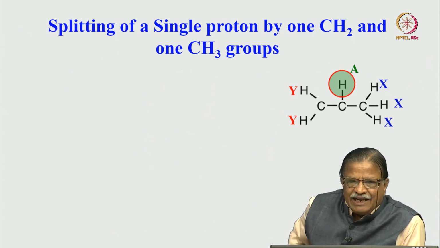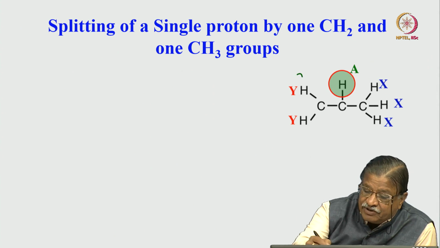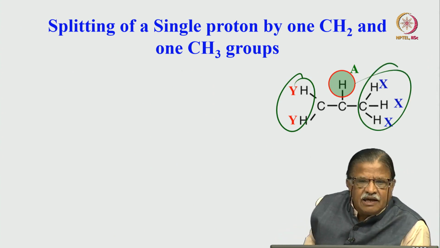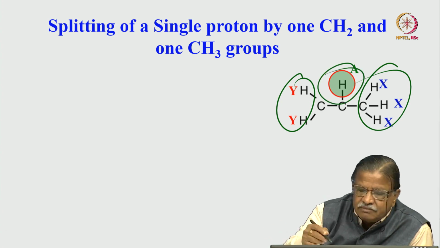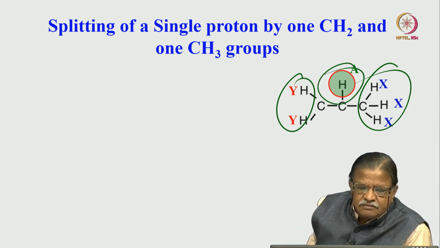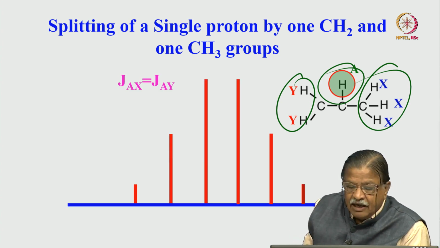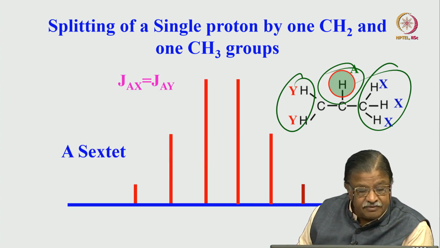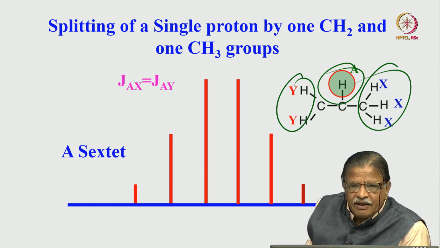Now we will go to a complex example. A CH proton is coupled to CH2 and CH3. Extend the logic. What is the type of pattern you get for this proton? It is coupled to, let us say, CH3. Again the coupling is the same. It gives rise to a sextet now, not a pentet, a sextet. How? We will work it out.